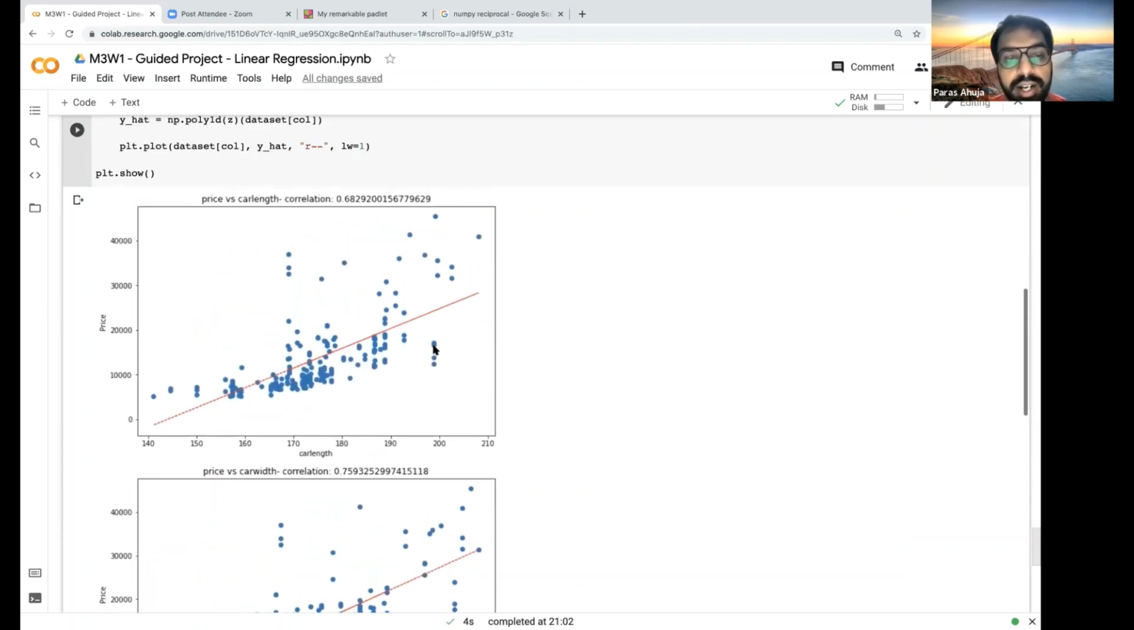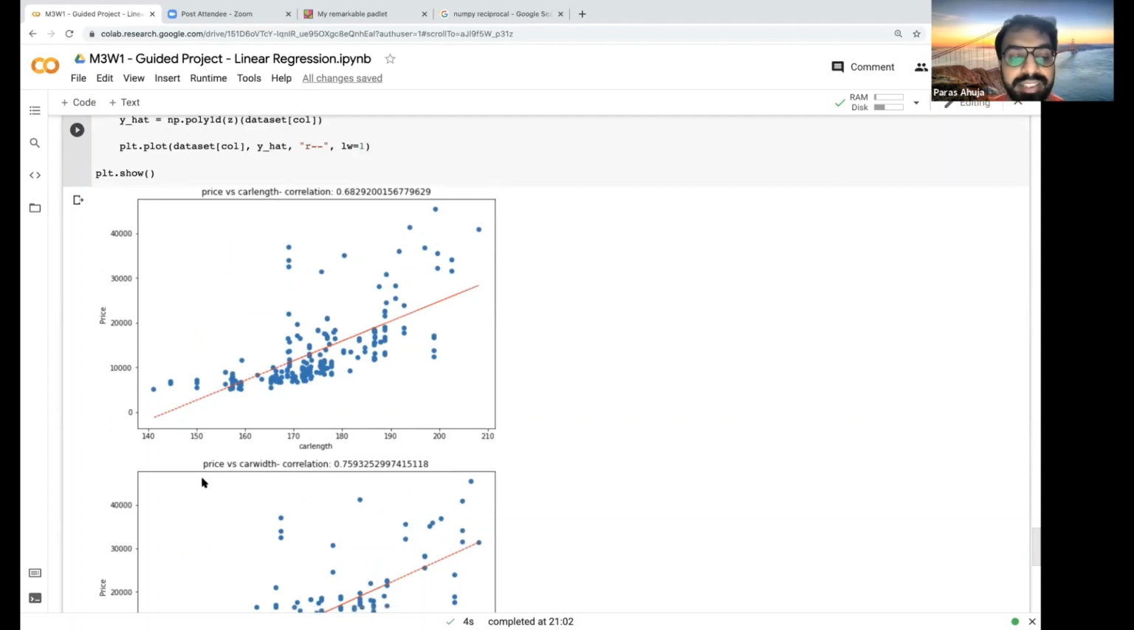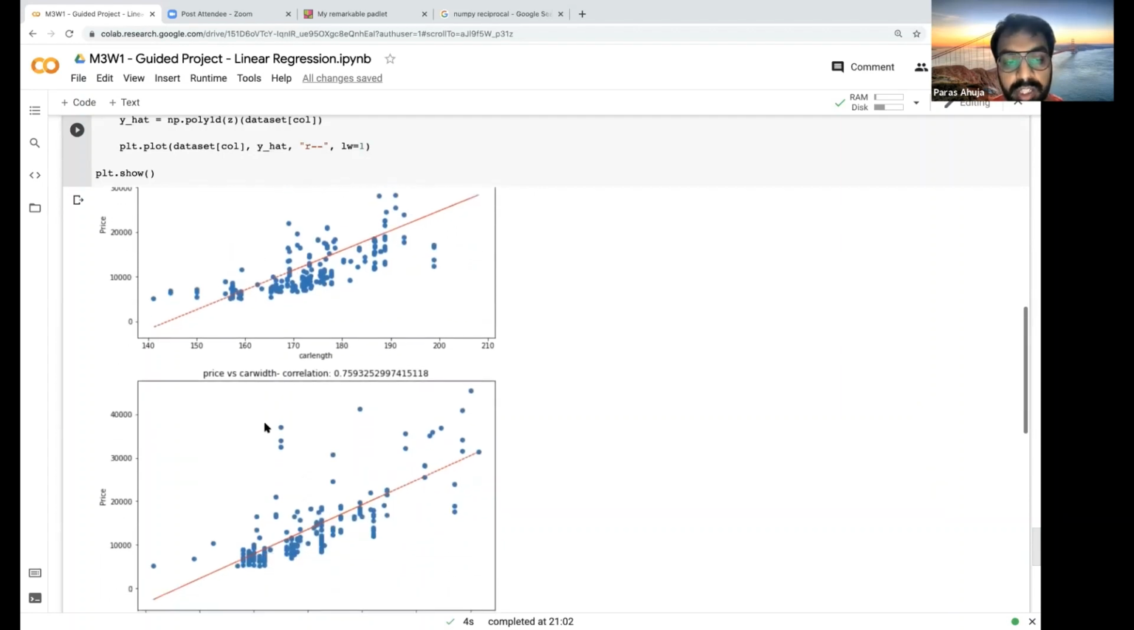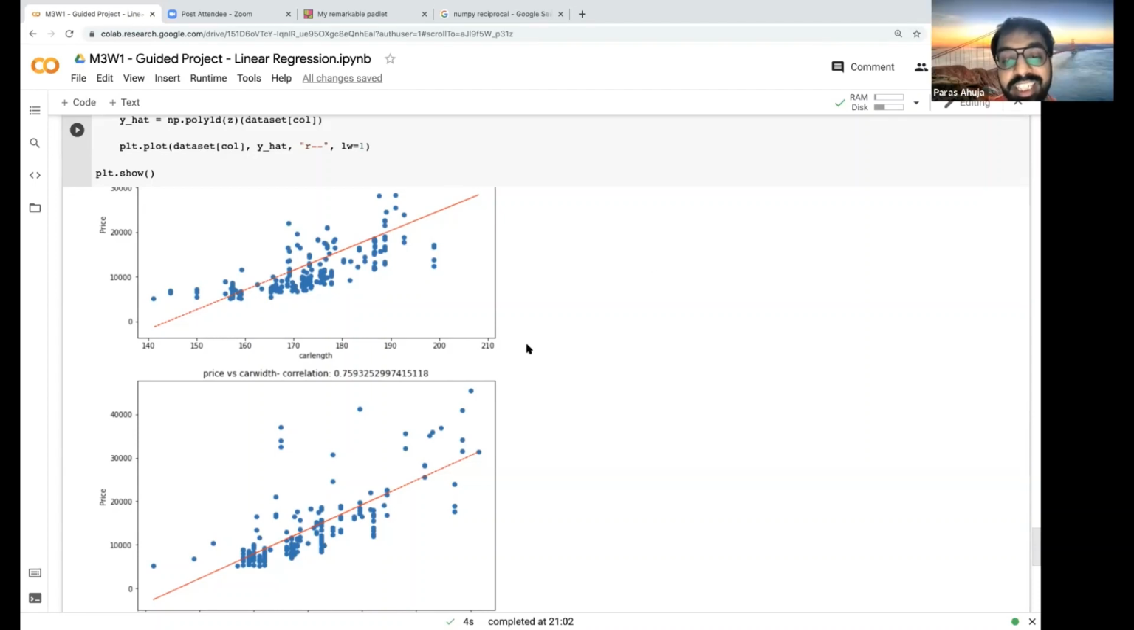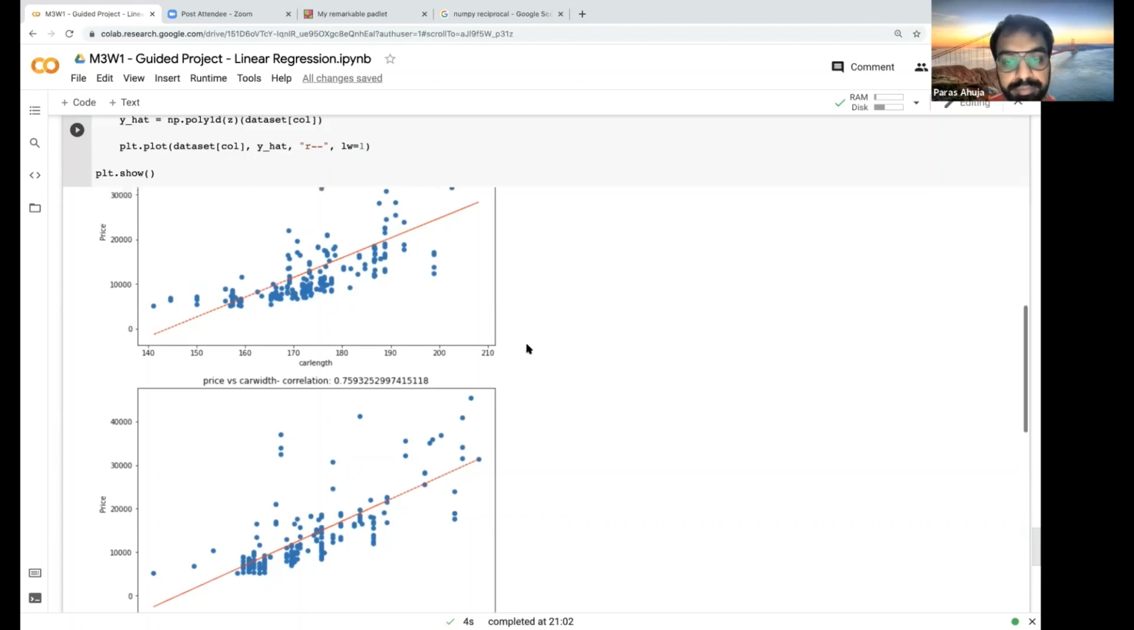Now, one thing is clear: price is impacted by car length, and price is always impacted by car width also. Now, what should be the next step? Yeah, we need to remove multi-collinearity. We have to first check whether there is a correlation between them. Between which variables? Between independent variables. Do we have any correlation or not? We should be checking that up, right?